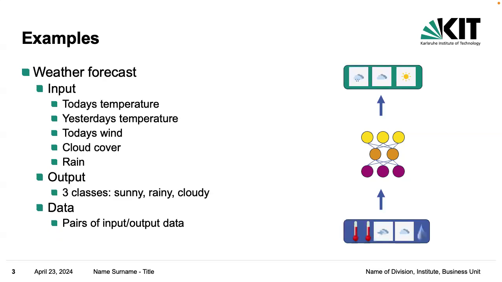So let's look at a very simple example. Just imagine you want to build a weather forecast. So you somehow get some measurements, maybe today's temperature, yesterday's temperature, today's wind, cloud cover, rain or so, and then you want to predict what the weather will be tomorrow. Will it be sunny, rainy, or cloudy? So we have this data, and of course, in order to train that, you need exactly this data. You need pairs of input-output data, but here at least we can easily see how you can generate this data. You just record it over years.